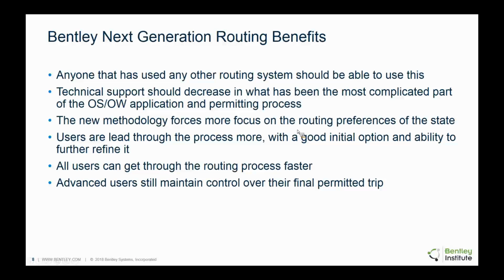So users with the default method are led through the process, but they have options to alter it along the way. They can take the fully automatic trip, but they have options to alter the trip as well. So we feel like all users can get through the routing process faster, people in the permitting office and the end users. But advanced users, maybe more permitting office users, if they've got a really big truck, something really complicated, they can have a lot of control over what happens with that trip. So we didn't take anything away. We're just adding ease of use for most users.